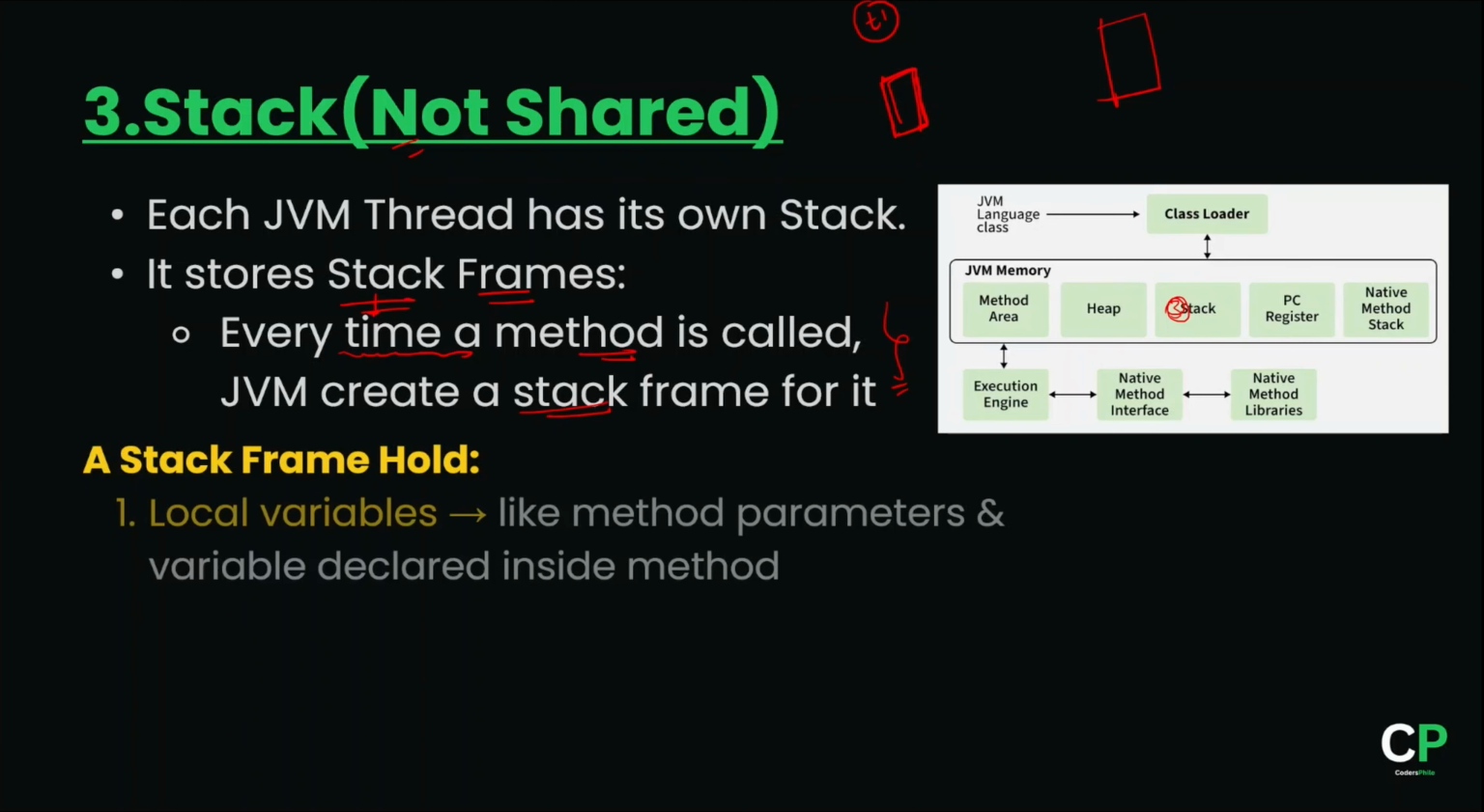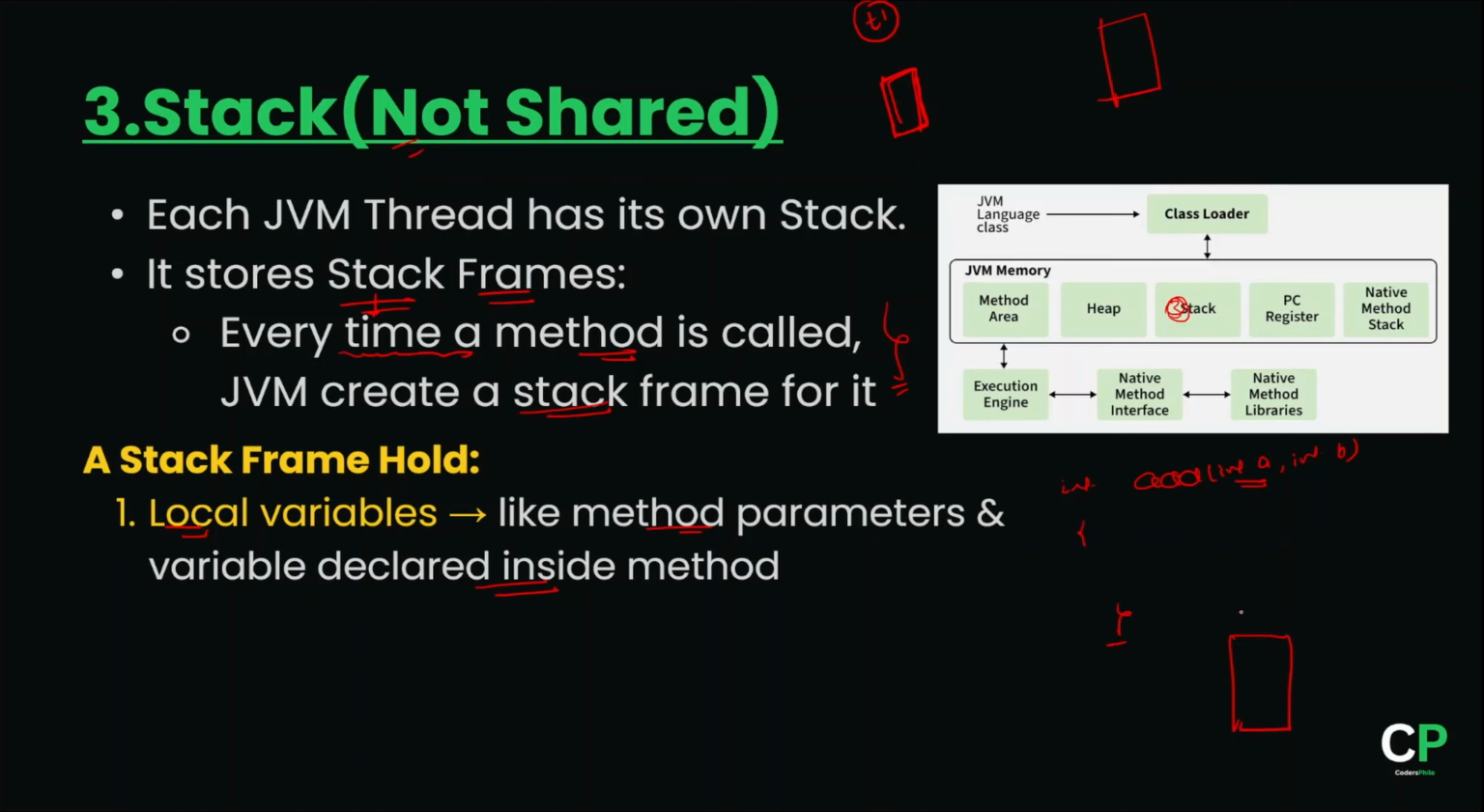What does the stack frame hold? The stack frame holds the local variables, like method parameters and variables declared inside the method. For example, suppose there is a method add(int a, int b). So this is the method. What happens in the stack frame?